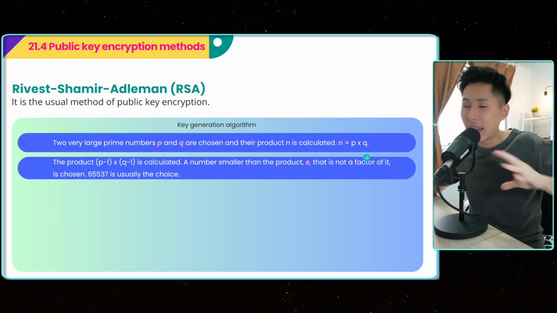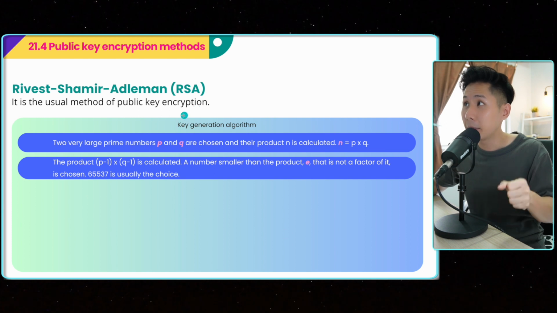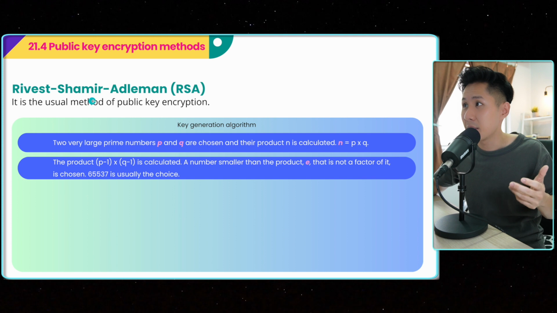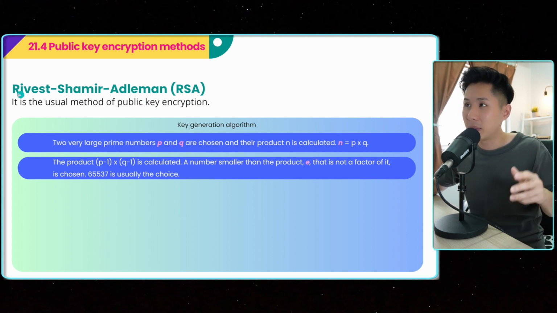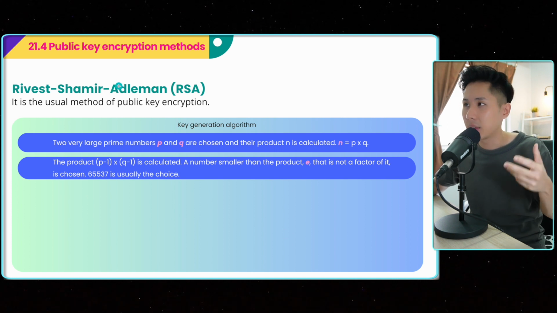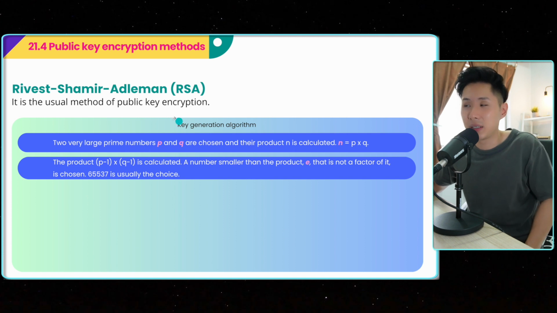Now, that's symmetric encryption. Now let's look into the public key encryption method. One of them is called the RSA, Rivest, Shamir and Adleman method. So basically these 3 people are the founders of this algorithm. So let's look into how the public key can be generated.